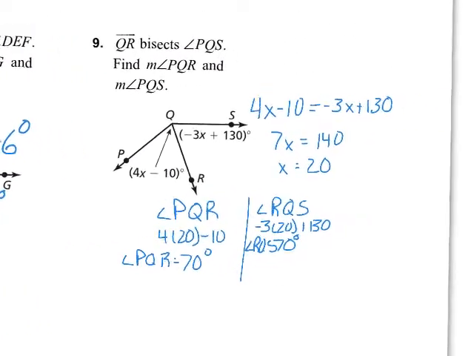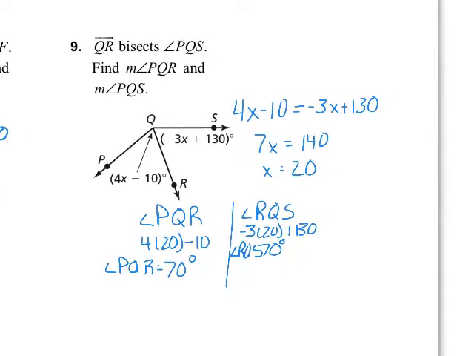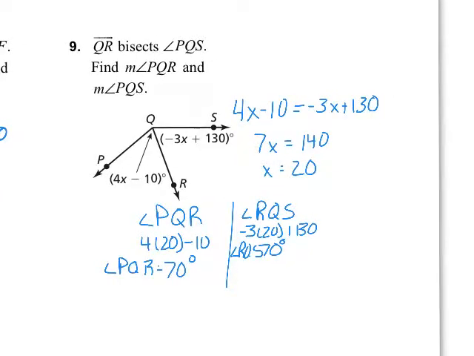All right, on number 9, it says QR bisects angle PQS. So that means if this is the angle bisector, the angles on either side of it should be congruent, or equal. So that's where I set my 4x minus 10 equal to the negative 3x plus 130. I solve down to get x is 20. Again, I plug it back in to find PQR is 70, and RQS is also 70.